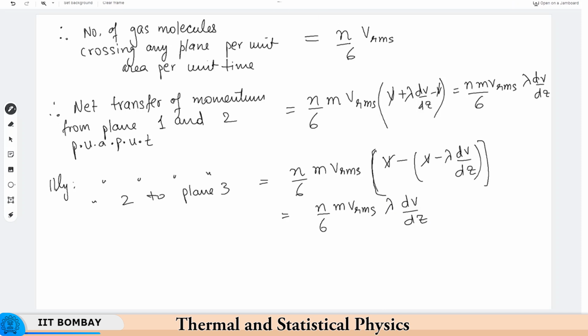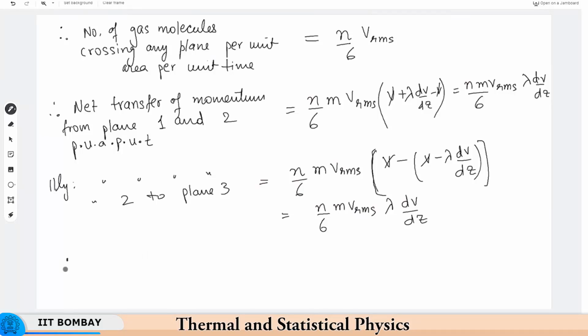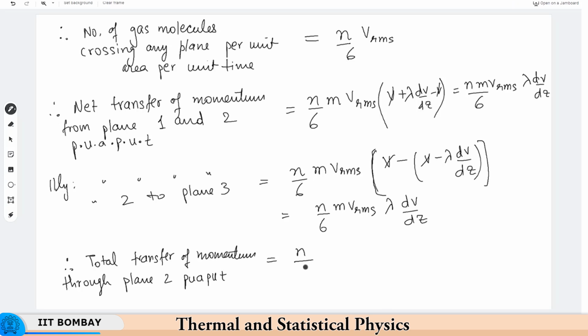So what will be the total momentum transfer? That will be this plus this. Therefore, the total transfer of momentum through plane 2 per unit area per unit time is the sum of these two terms, and it will be n by 3 times m times Vrms times lambda times dV by dz.